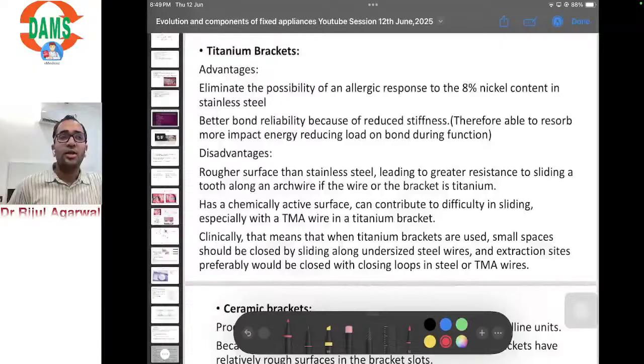Disadvantage: titanium is rougher than stainless steel. We all know this from our dental materials. They have a chemically active surface, with deposition of titanium oxide, making it inert and more prone to friction. The oxide layer is more prone to friction, so there is more difficulty in moving the arch wire and more difficulty in moving the teeth.